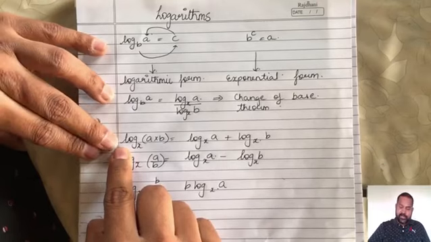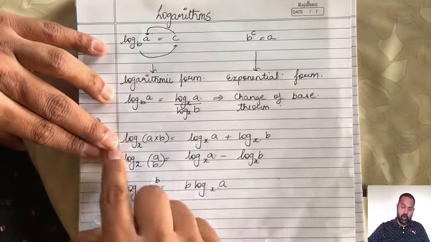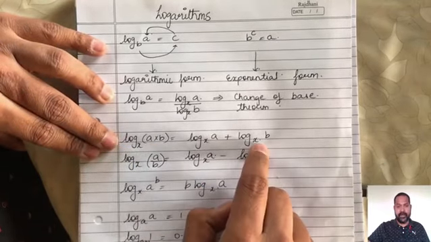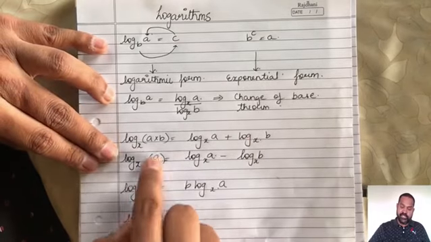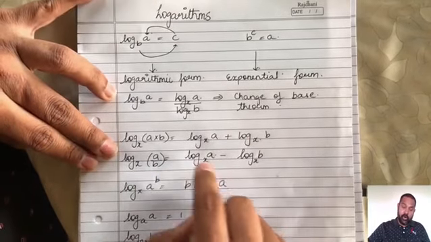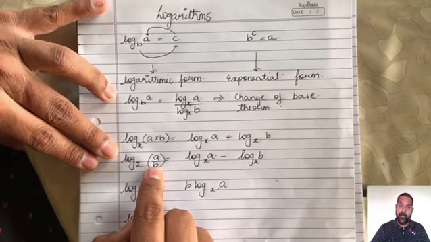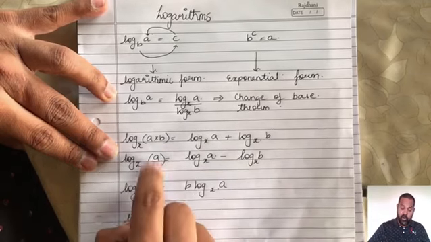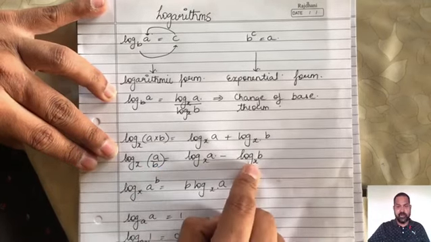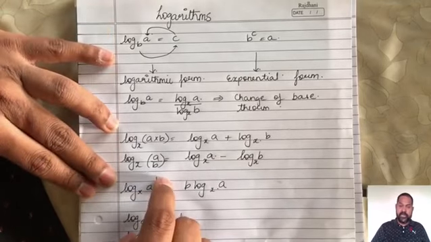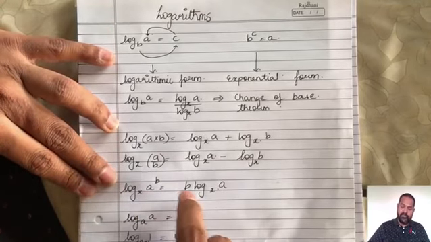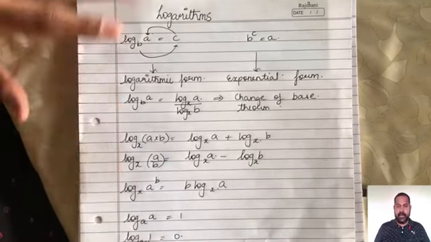Then we did: log changes multiplication to addition. Log of a into b is log a plus log b. Log changes division to subtraction. Log of a by b is log a minus log b. Log of a raised to b, the power comes in front and becomes b log a.